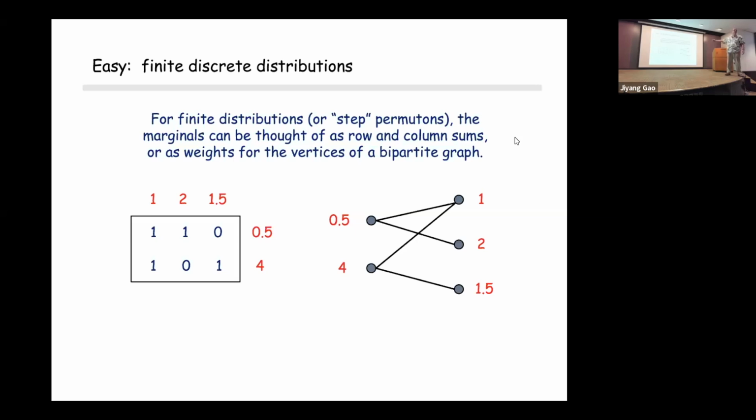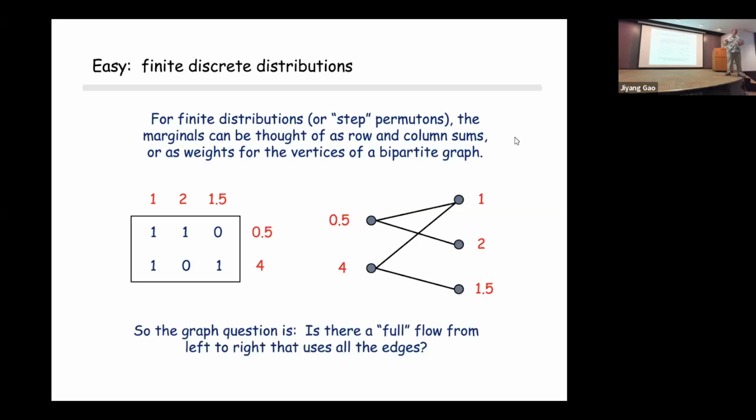And an equivalent problem: we have this little bipartite graph. The edges correspond to the ones in that adjacency matrix there. And the weights of the vertices correspond to the column sums. And what are we looking for in this graph? We're looking for a full flow from the vertices on the left to the vertices on the right, and we know what the condition for that is. But we also want that flow to be nowhere zero: positive on edges where you see one, and zero where you see zero. And okay, so how do we do that?